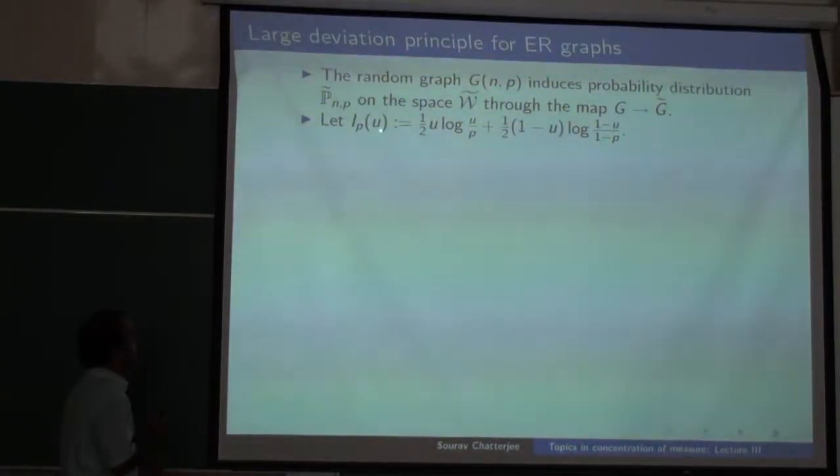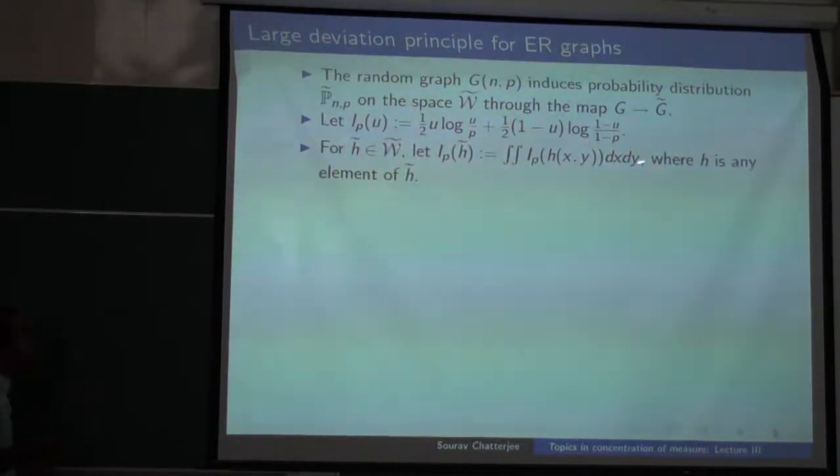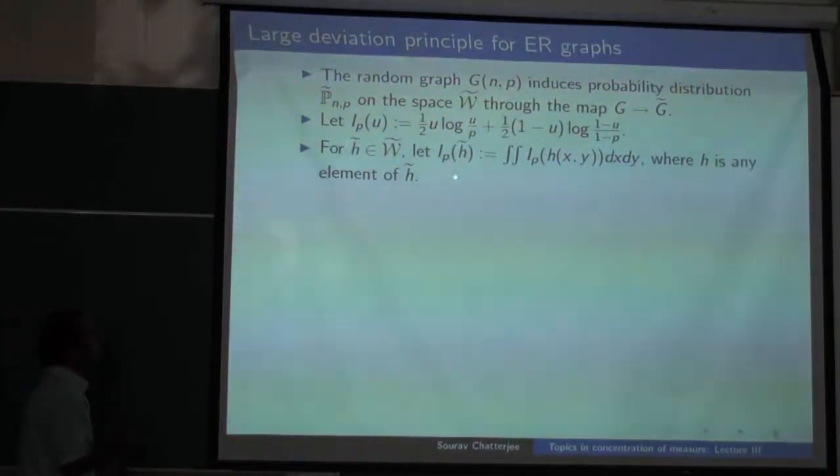As before, we define an entropy function. Now there is a p involved, so it's half u log (u over p) plus half (1 minus u) log ((1 minus u) over (1 minus p)). And you define the p-entropy of h as just a double integral.